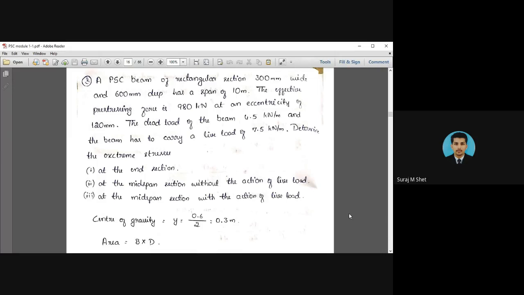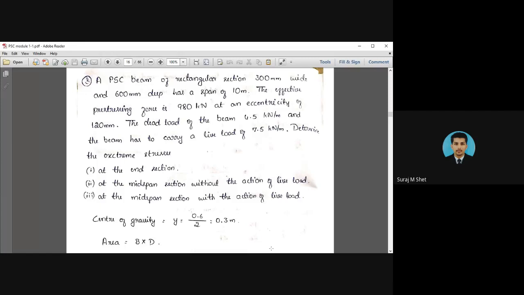Listen carefully. A pre-stressed beam, that is a PSC beam, of rectangular section 300 mm wide and 600 mm deep has a span of 10 meter. The effective pre-stressing force is 980 kilonewton at an eccentricity of 120 mm. So the 980 kilonewton force is acting at a distance of 120 mm from the center. The dead load of the beam is 4.5 kilonewton per meter and the beam has to carry a live load of 7.5 kilonewton per meter.